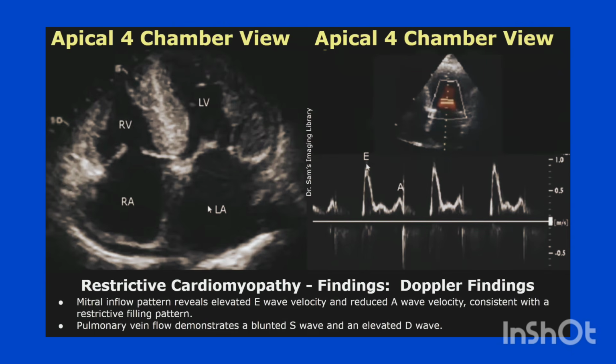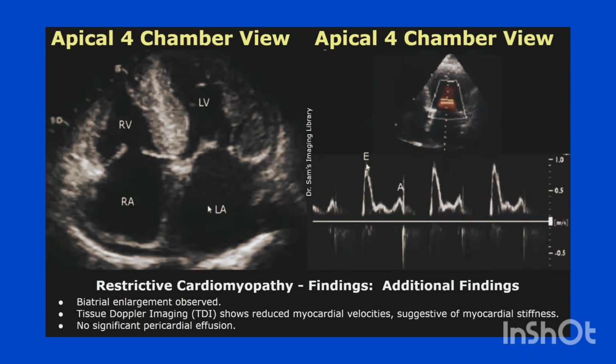Mitral inflow pattern reveals elevated E wave velocity and reduced A wave velocity, consistent with a restrictive filling pattern. Pulmonary vein flow demonstrates a blunted S wave and an elevated D wave.